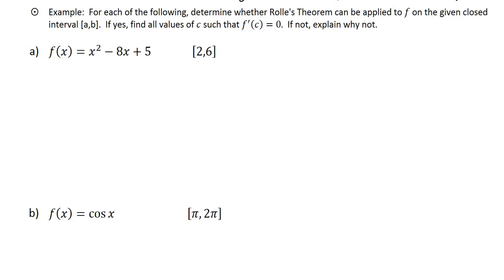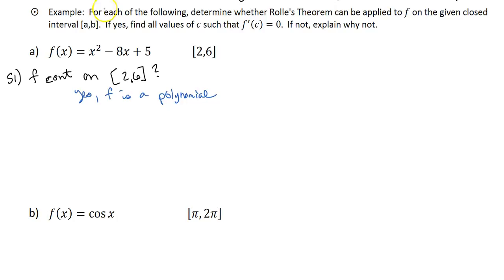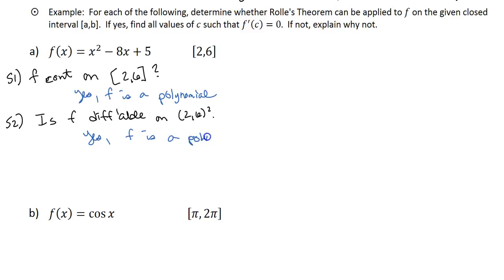So for f of x equals x squared minus 8x plus 5, first I want to know, is f continuous on the interval from 2 to 6? And the answer to that is yes, because f is a polynomial. Number 2, I want to know, is f differentiable on the open interval from 2 to 6? And again, the answer is yes, because f is a polynomial, so anytime you have a polynomial, you're going to have those 2 properties.